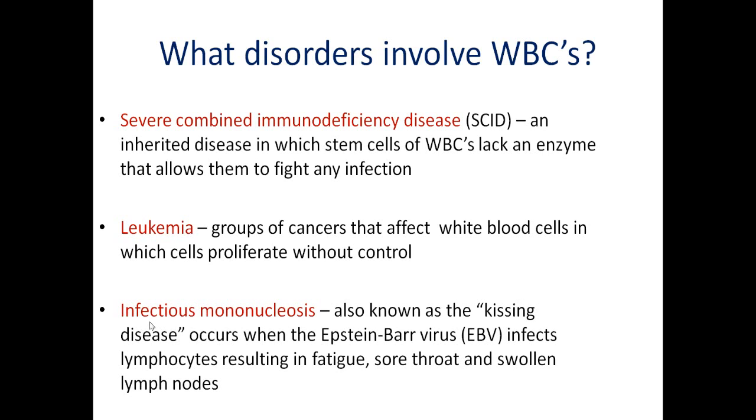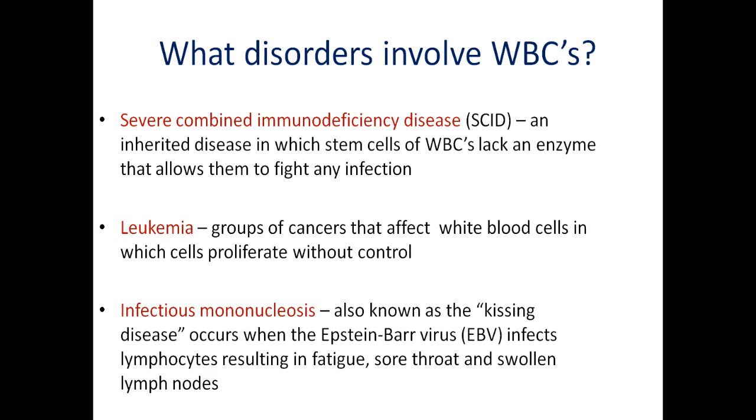Okay, now the last one is infectious mononucleosis. Mono, they always call it the kissing disease. This occurs when a virus, Epstein-Barr virus, EBV, gets into the lymphocytes. The symptoms of mono are fatigue, sore throat, swollen lymph nodes. You end up with a lot of monocytes in your blood.